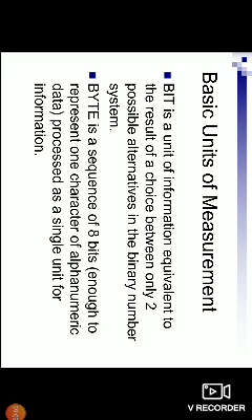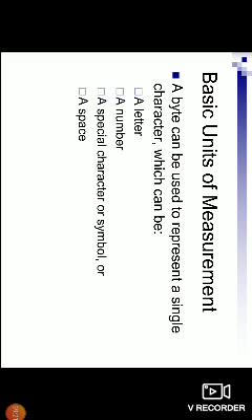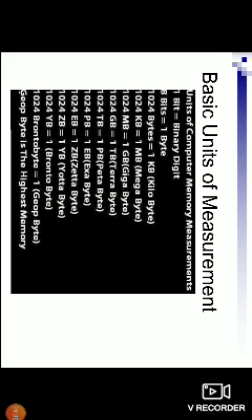And next, basic units of measurement. Bit means it is a 0 or 1, and we have nibble. Nibble means it's 4 bits. Next one is byte, which is 8 bits. A byte can be used to represent a single character, which can be a letter, number, special character, symbol, or a space. So these are the basic units of measurement.